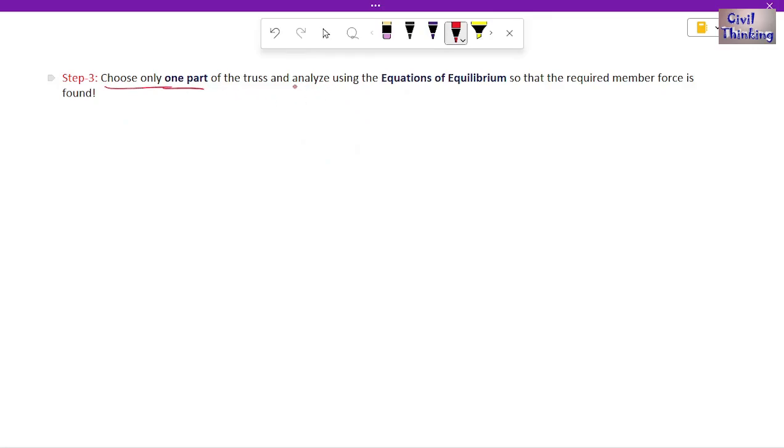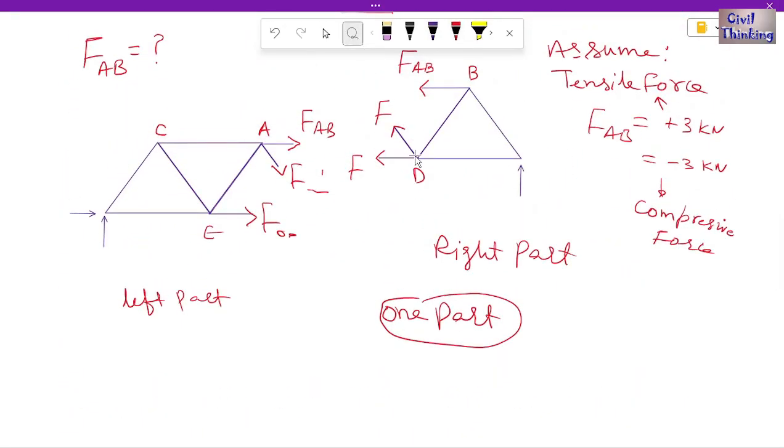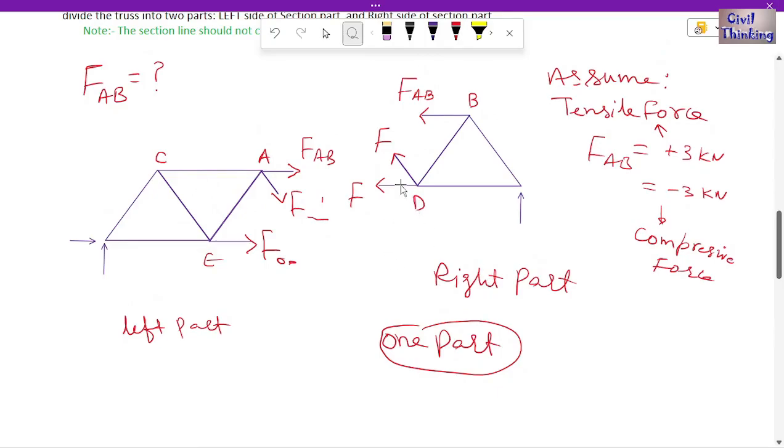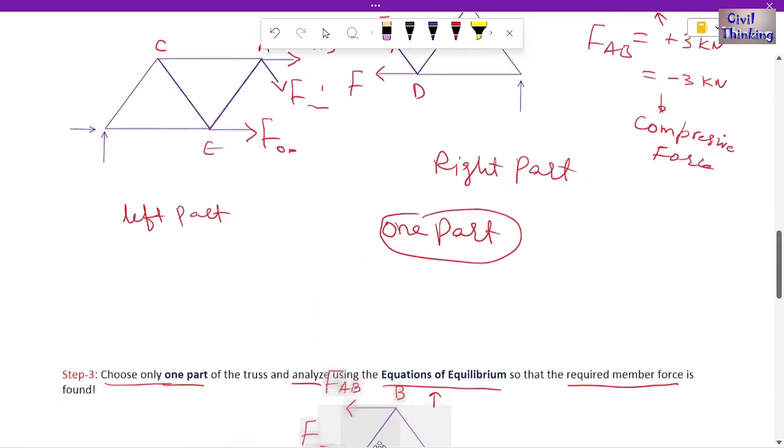Now we will choose only one part and analyze it using the equations of equilibrium. We know the equations of equilibrium: summation of forces about the x-axis is 0, summation of forces about the y-axis is 0, and summation of moments at any point is 0. We will take only one part, left or right, and apply these equations until we get the required member force. For example, let's choose here. Now I choose the right part. I will analyze this part. Let me show it here.